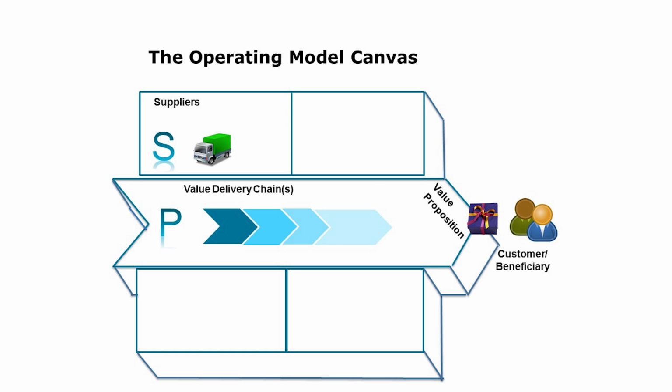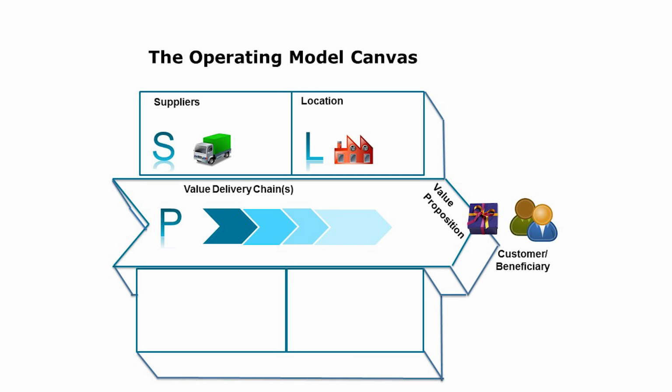Above the big arrow in the middle, on the right-hand side, is a box for locations. And this is about where the work of the middle arrow is going to be done. Which countries are different activities going to be done in, or if it's all in one country, which cities, or if it's all in one city, which buildings, or even which floors or parts of the building. If the operating model is about a factory, then locations would be about how the factory is laid out, where in different parts of the factory different activities of production would be done.